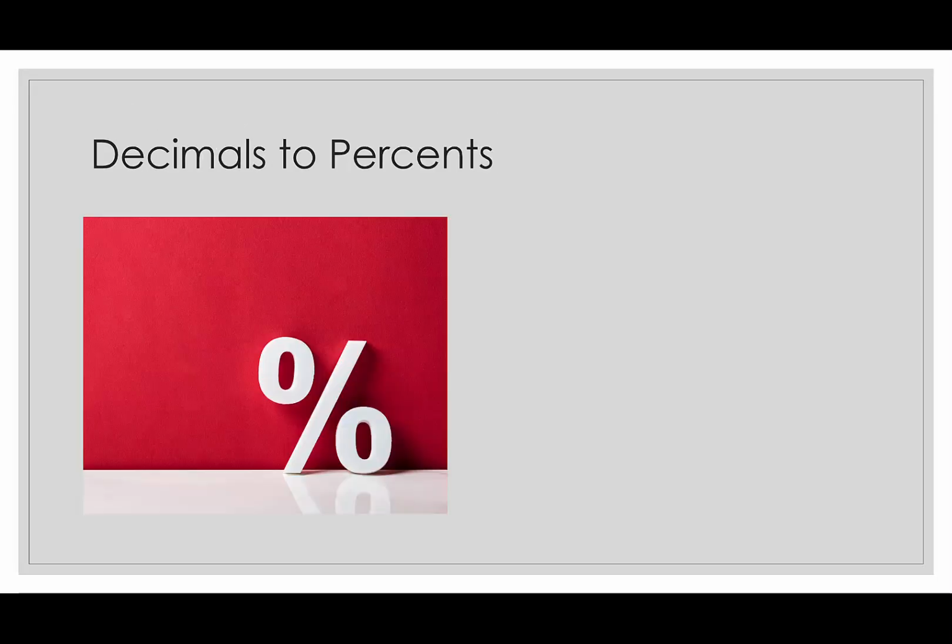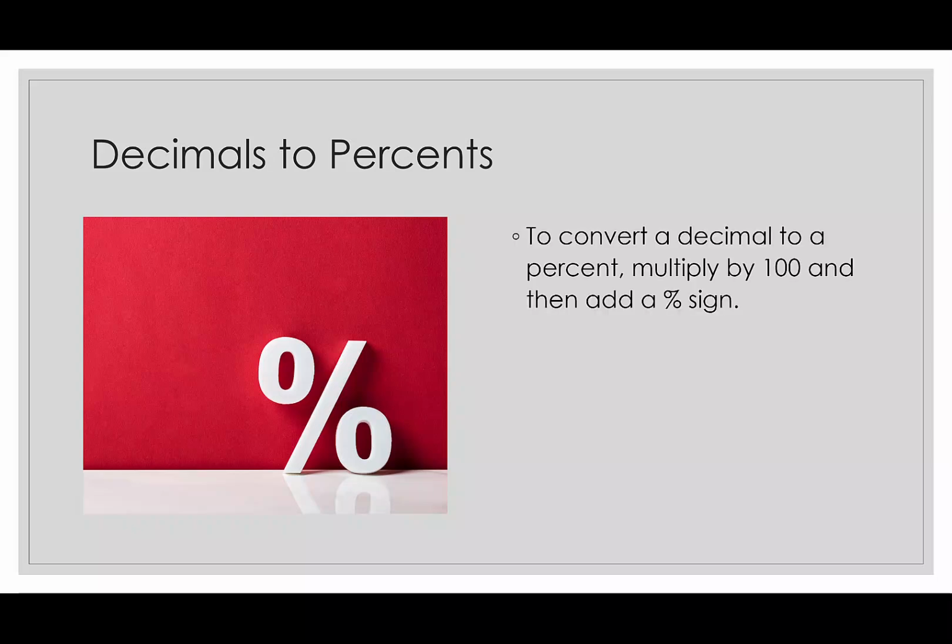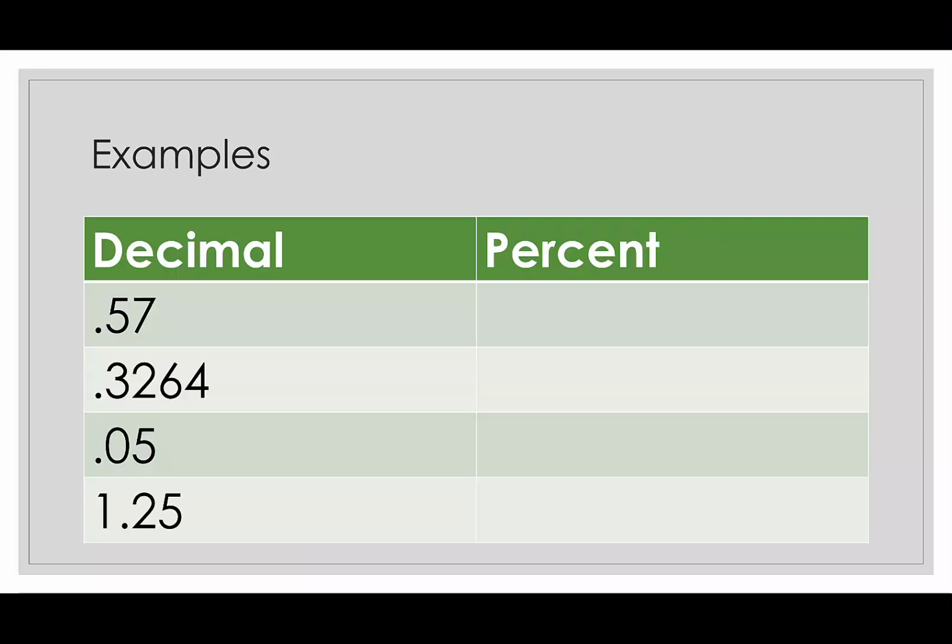Let's start with looking at decimals to percents. To convert a decimal to a percent, we multiply by 100 and add the percent. We could also look at this as moving the decimal place 2 places to the right. For example, if I have the decimal 0.57, when I multiply by 100, it's going to move the decimal 2 places to the right. This is equal to 57%.